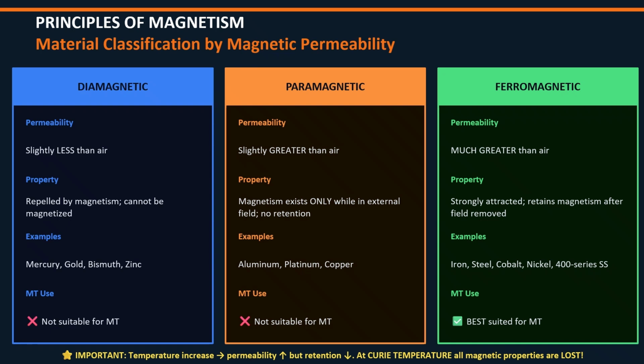One useful distinction is permeability versus retentivity. Permeability relates to how readily a material becomes magnetized. Retentivity relates to how much magnetism remains after the magnetizing force is removed. Those properties influence whether continuous or residual magnetization can be used. For an inspector, the lesson is simple: material behavior controls technique selection. Do not treat all steels as magnetically identical.